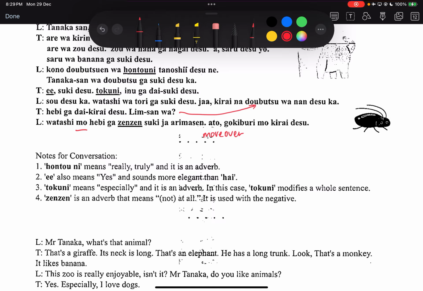Okay. So ato ゴキブリも嫌いです. So I also hate cockroach. Good.